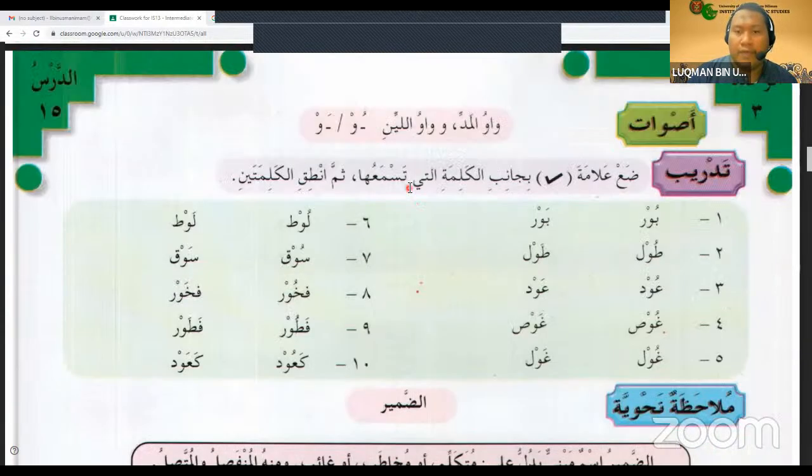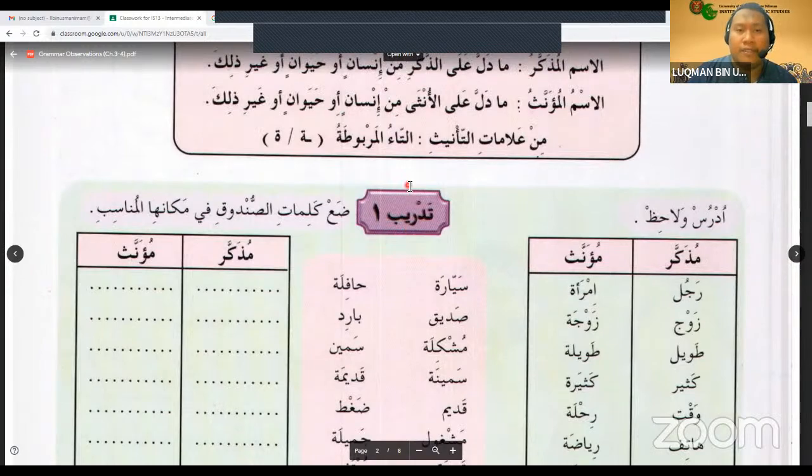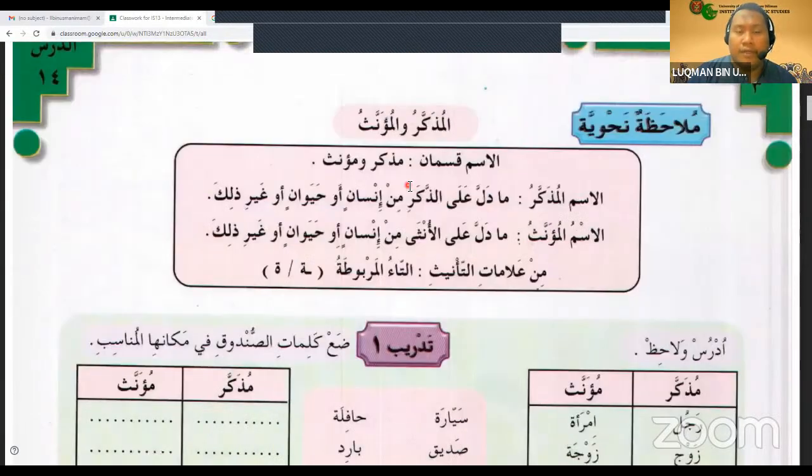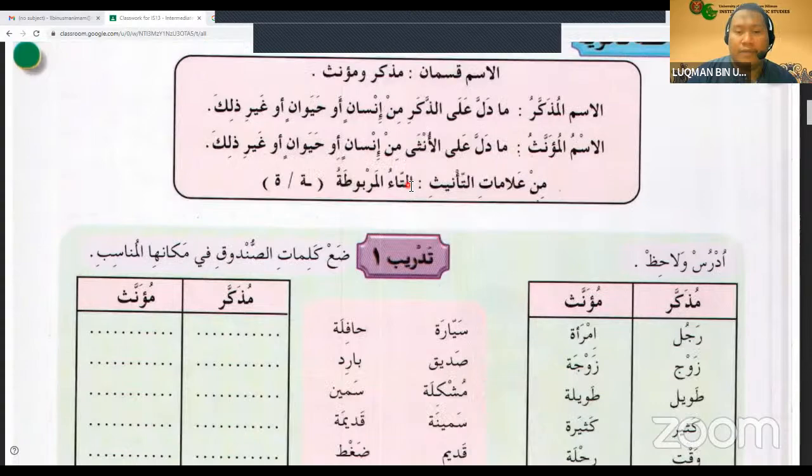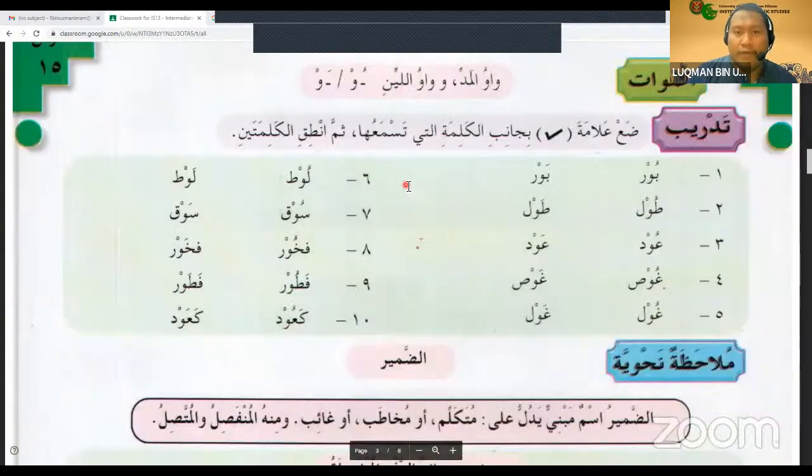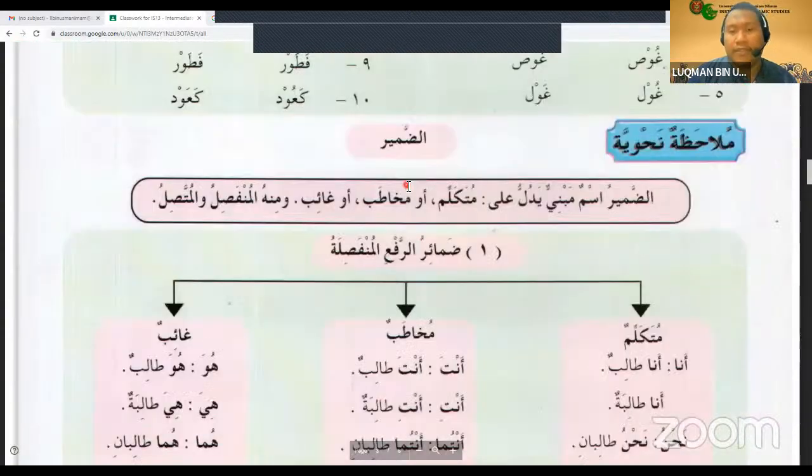Okay, I hope this is clear, this gender topic, masculine and feminine. So if there's no question, we will proceed to the next topic, ad-damir, personal pronouns or pronouns.